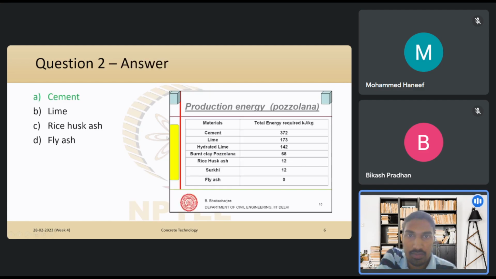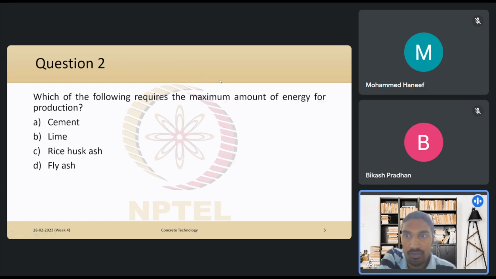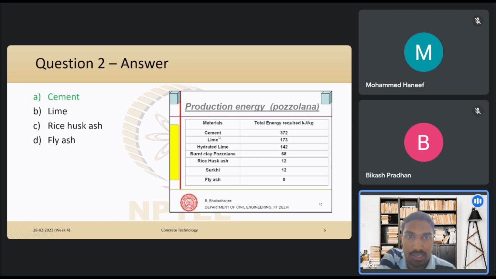The question was about which takes the maximum amount of energy for its production, right? It's actually cement which requires the most energy, about 372 kilojoules to produce 1 kilogram of cement, whereas fly ash is actually the least. We get it by burning coal, so we are not really spending any energy to produce fly ash. It is obtained as a product of the combustion of coal, so the energy spent is almost negligible. There is nothing we are spending.